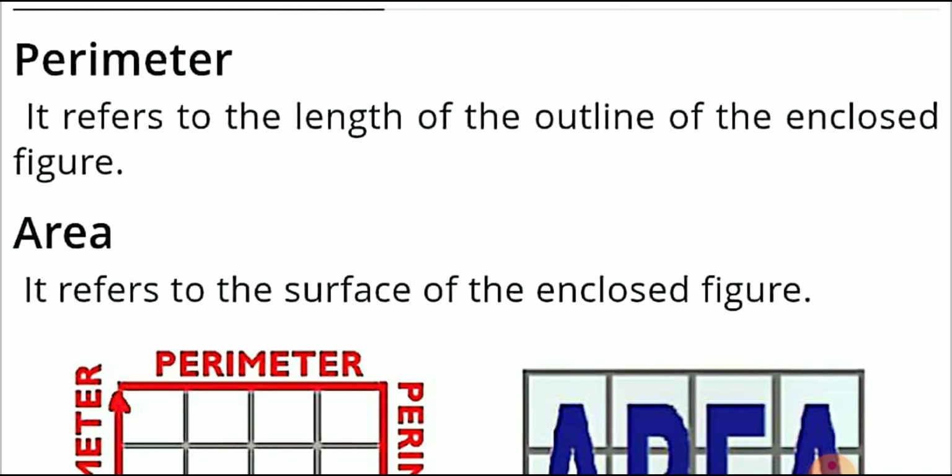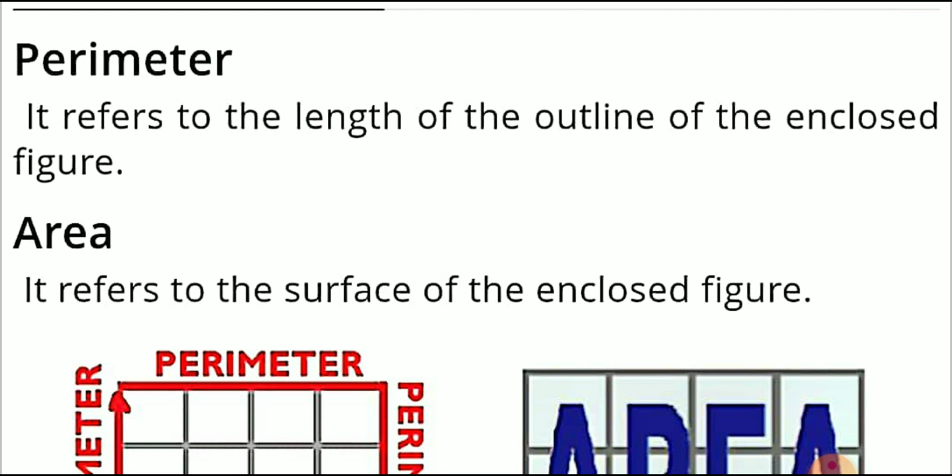Let's begin. Today I am going to start with chapter number 11, and chapter 10 we will do at last. First, the name of this chapter is perimeter and area. Here we are going to discuss the perimeter of different two-dimensional figures, which are also known as 2D figures.